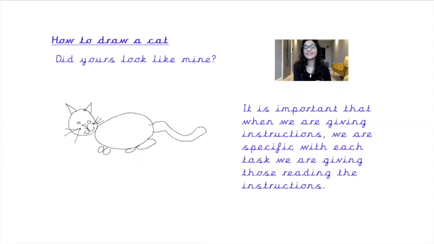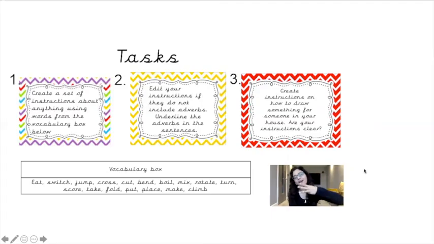Have a little look-see. Now, it is important that when we are giving instructions, we are specific with each task that we are giving those who are reading the instructions. Because if you're not straightforward, if you're not clear, then they won't know what they are meant to do properly or correctly. Here are your 3 tasks to do for today's lesson.